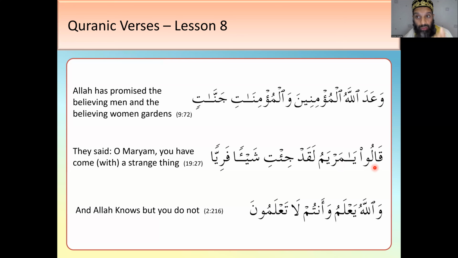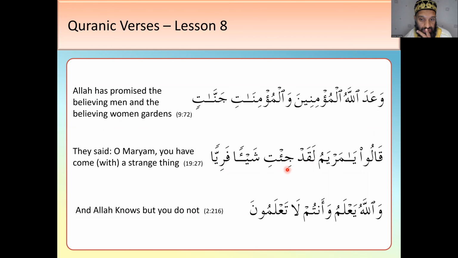Qalu, we're going back now to last week's table. You can tell qalu is past tense because there's no present tense prefix on it. They all said, Ya Maryamu, O Maryam, laqad. Many times laqad has a meaning of indeed, but over here it's not translated, so I don't want to translate it, because I might translate it with the wrong meaning.